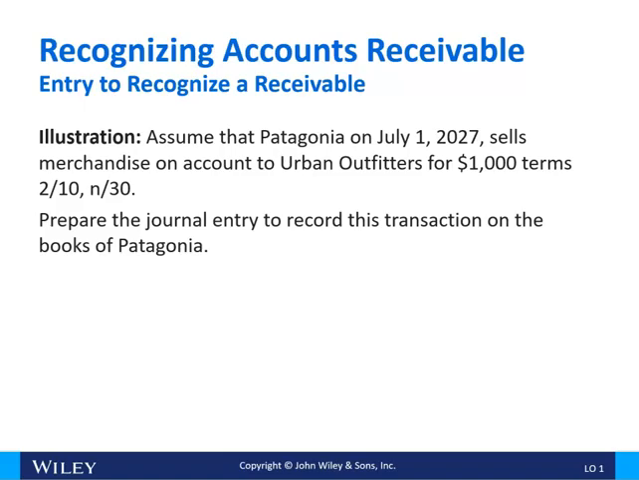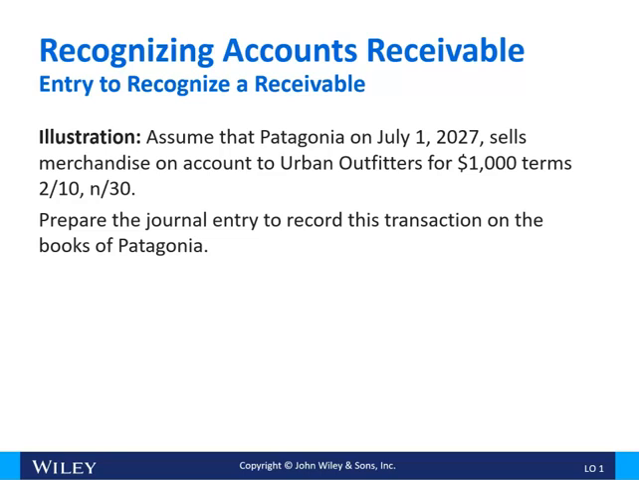The entry to recognize receivable. So assume Patagonia on July 1st sells merchandise on account to Urban Outfitters for $1,000. The terms are 2/10, net 30. Prepare the journal entry to record this transaction on the books of Patagonia.